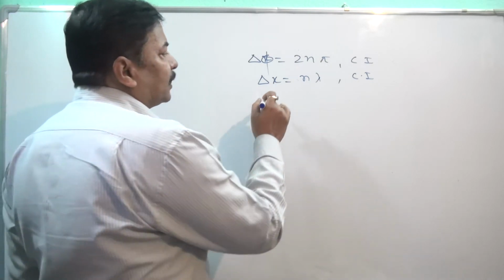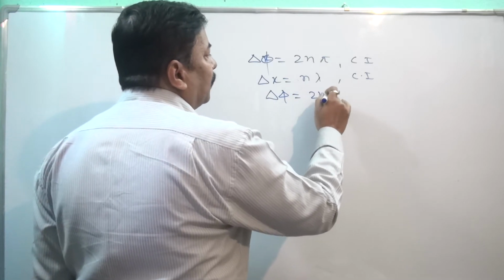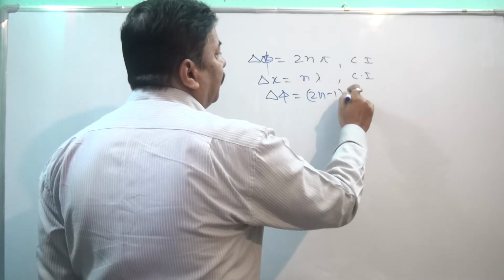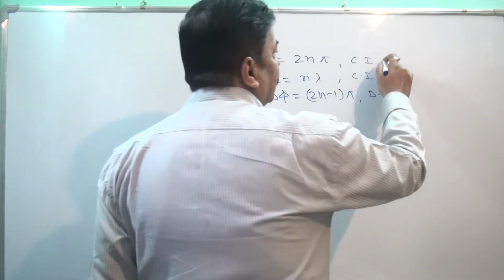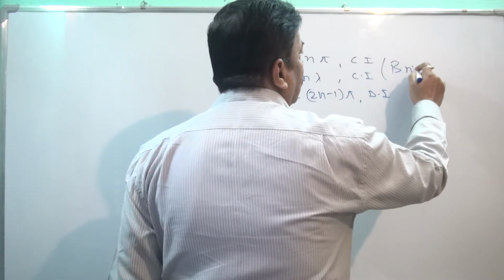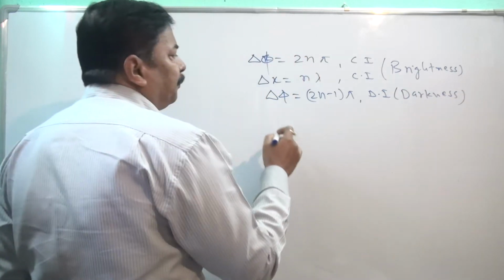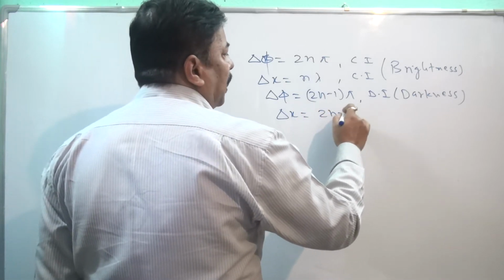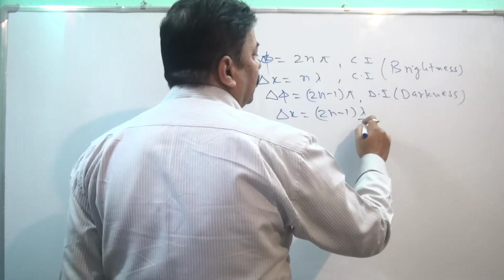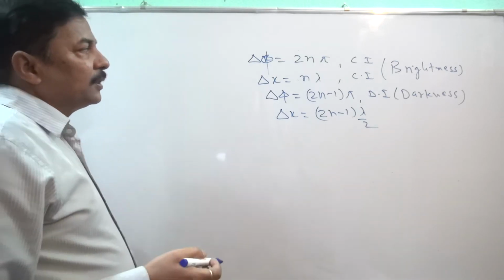Also we have discussed that if phase difference del phi is equal to (2n minus 1) pi, then we have destructive interference, that is darkness. This tells about brightness and this tells about darkness, and the condition for path difference was (2n minus 1) lambda by 2. This condition we have also discussed in the previous video.